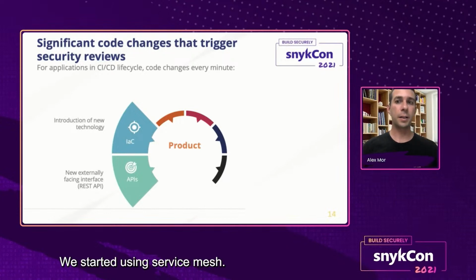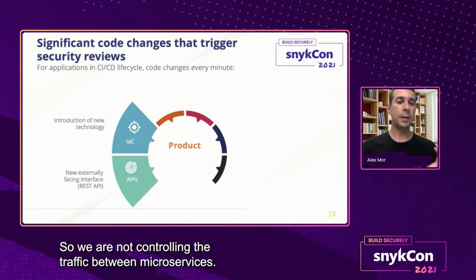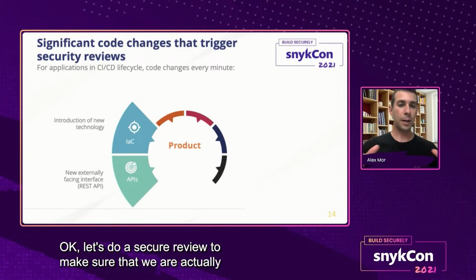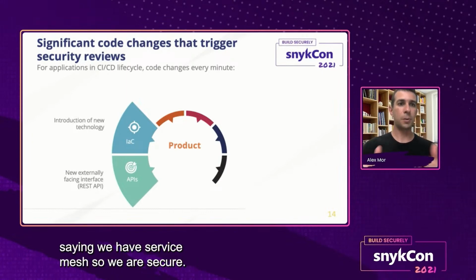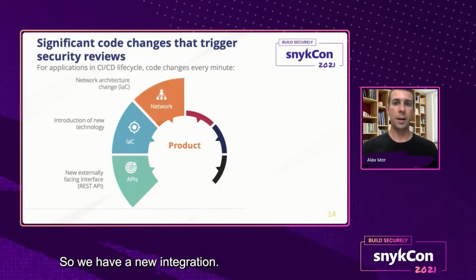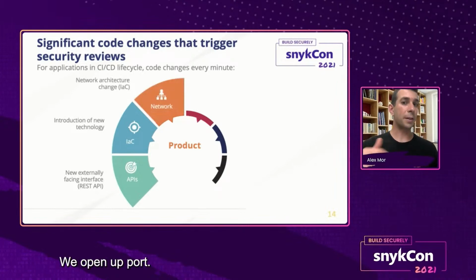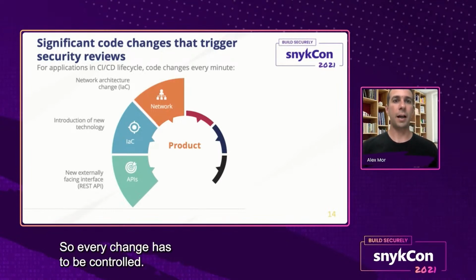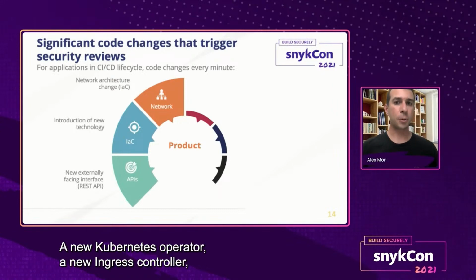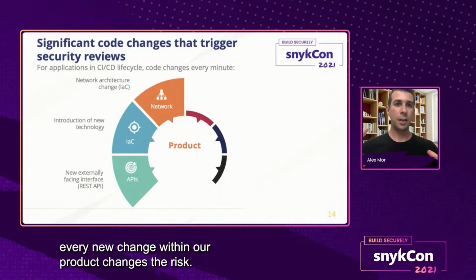We started using a service mesh, right? So we are now controlling the traffic between microservices. Okay, let's do a security review to make sure that we are actually using that technology properly, and we're not just saying we have a service mesh, so we are secure. Network changes, the same, right? So we have a new integration. We open a port, we open a firewall. A new IP is whitelisted in the Kubernetes private API endpoint. So every change has to be controlled. A new Kubernetes operator, a new ingress controller. Every new change within our product changes the risk.